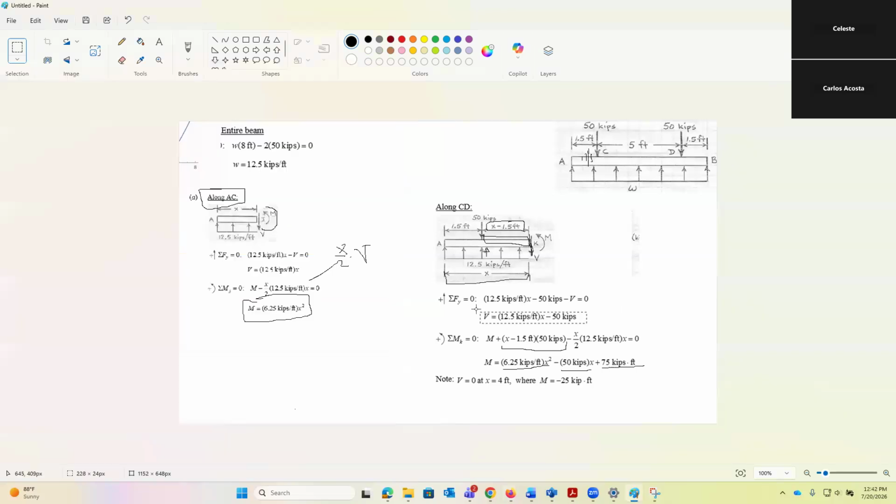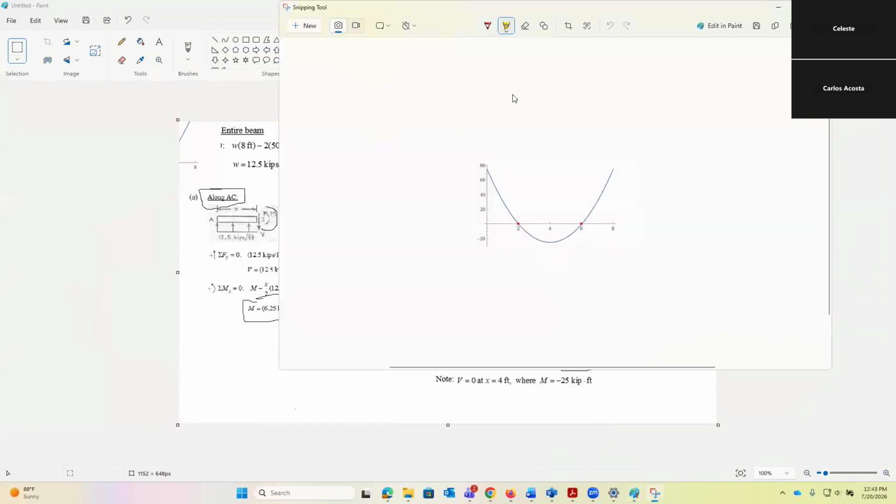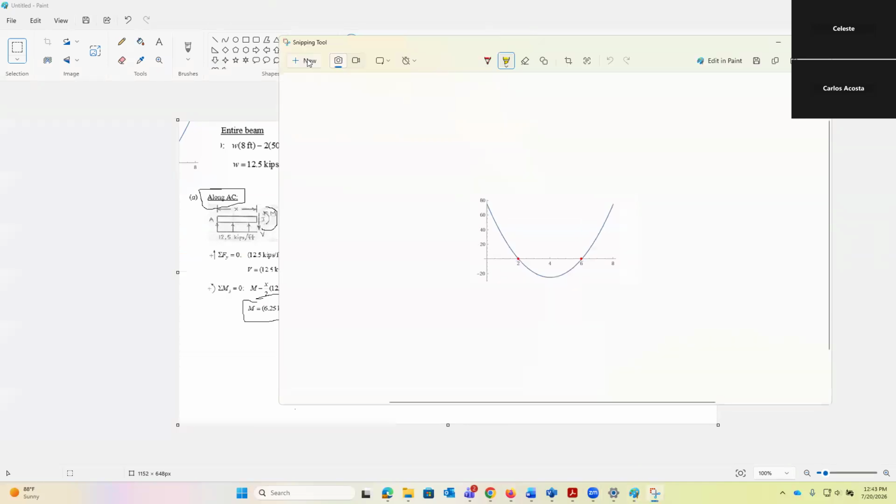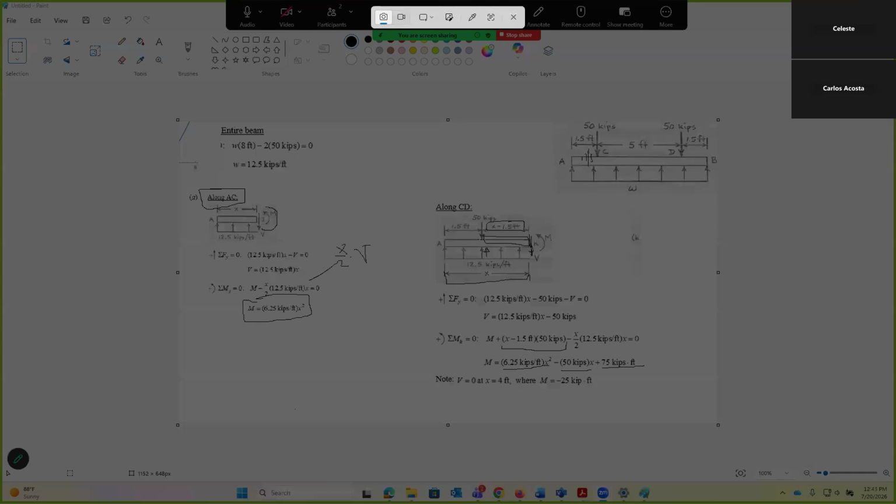Obviously, you want to know the 0 for v and the 0 for m, so you have an idea of how to draw it. Now we have 2 points at 3 and 4. When you draw this, it's going to look like so. Let's do the shear diagram first. The shear diagram is going to look like this.